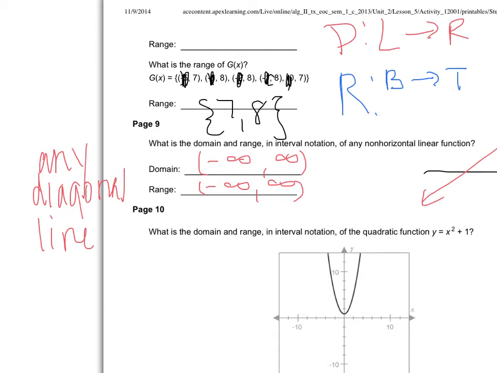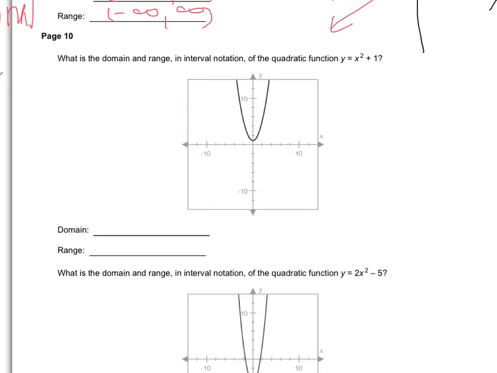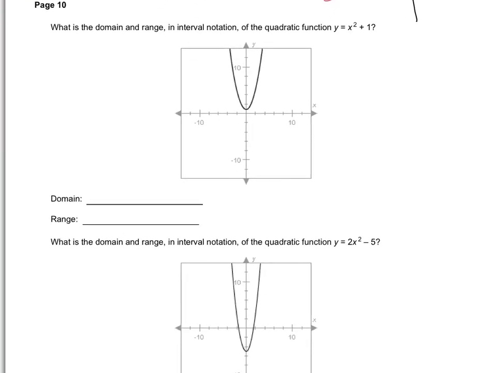Now, when we talk about parabolas, they're a little bit different. So we have this function here, y equals x squared plus 1. So again, remember our domain we read from left to right. So first of all, you need to know that for any parabola, for all parabolas, whether they open up or down, our domain is negative infinity to positive infinity.